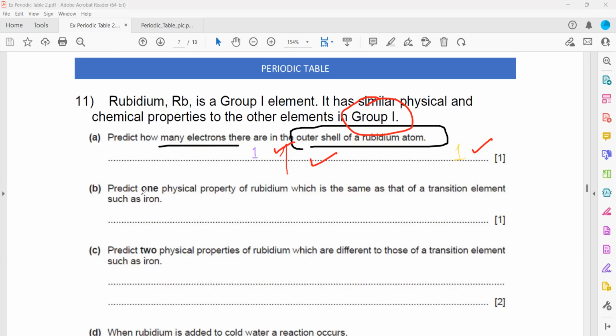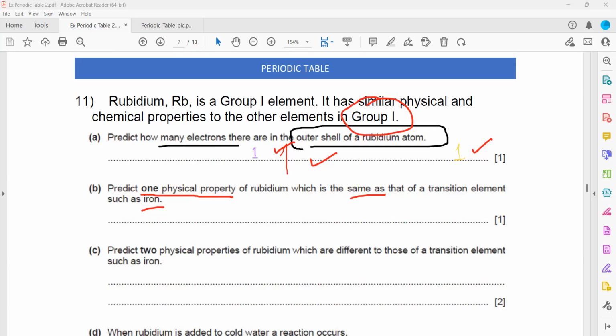Predict one physical property which is same as a transition element, such as iron. Like the property, the physical property which is same. So we can mention group 1 are not hard, group 1 are relatively soft, can be cut by knife. So we cannot, even malleability we cannot mention, because group 1 does not form colored compound. We want similarity, not the difference. So all metals can conduct electricity. The similarity is that.